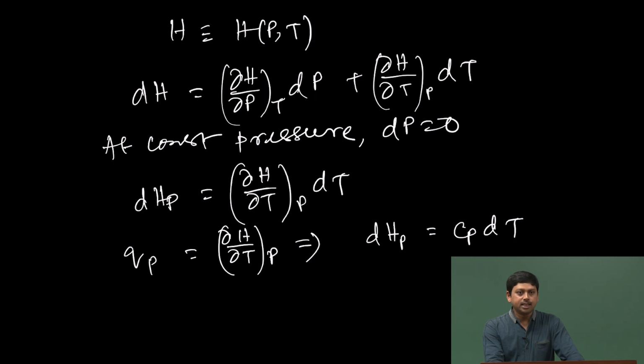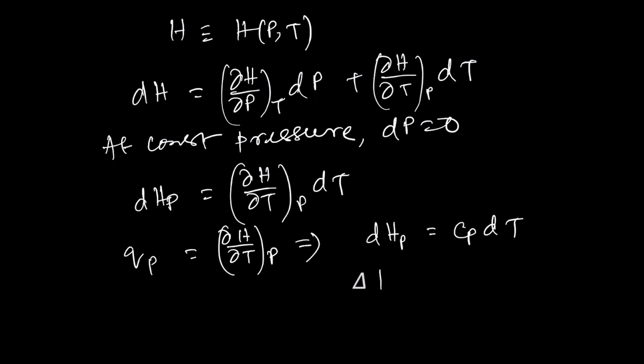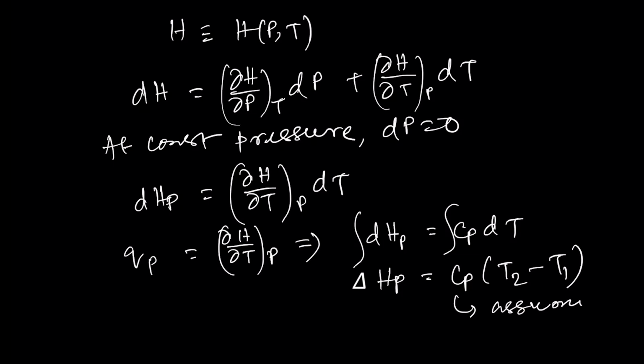So, if you have to calculate the change in enthalpy for a constant pressure process, we can calculate that, or we can also calculate the change in enthalpy by assuming Cp to be independent of temperature. We can express that change in the enthalpy as Cp (T2 minus T1). What have we done? We have just integrated on both sides, assuming Cp is a constant.